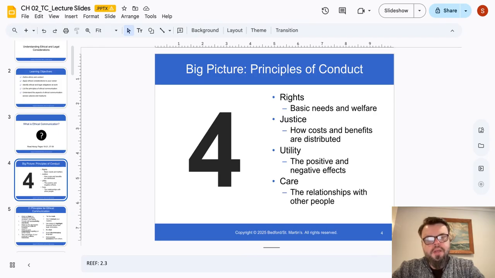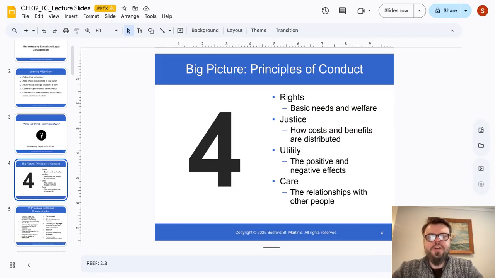What's important here is not memorizing definitions. What matters is realizing that these standards often conflict. A decision that maximizes overall benefit might still be unfair to a particular group. A decision that shows care for one person might violate fairness to others. Ethical dilemmas exist precisely because there isn't always a single, obvious, right answer. Technical communicators have to weigh these competing values when making decisions.